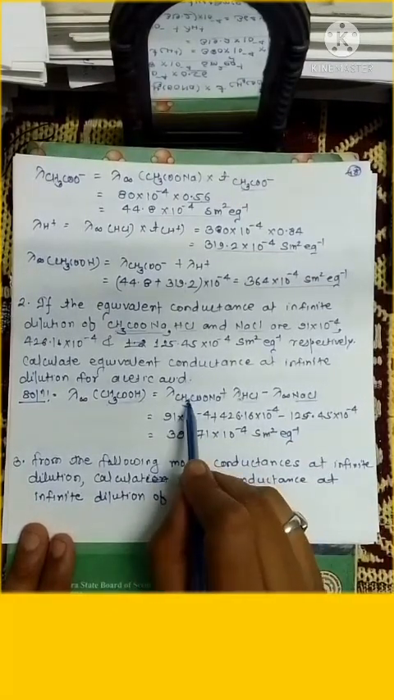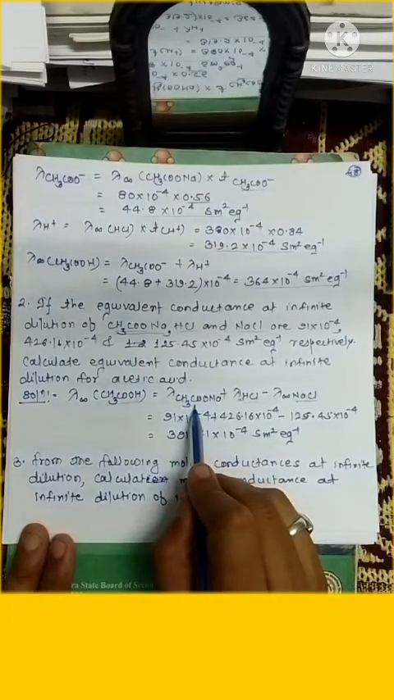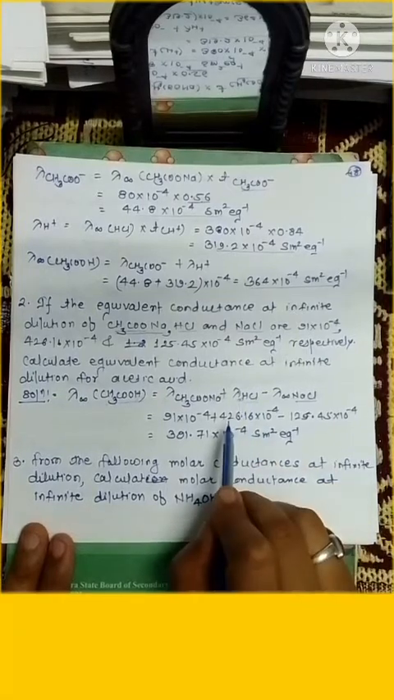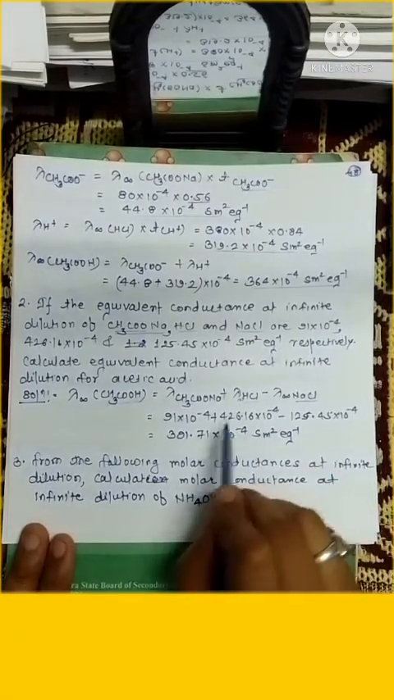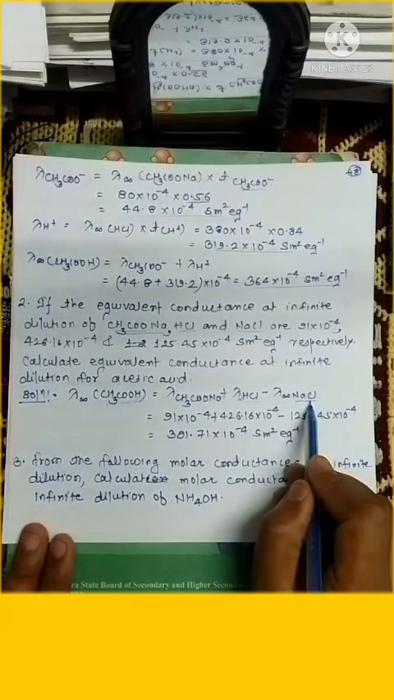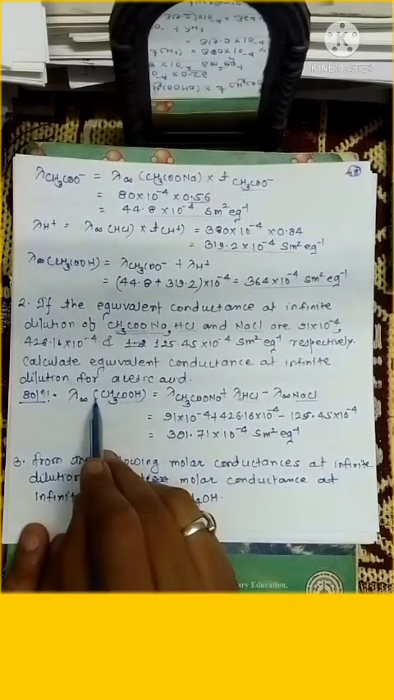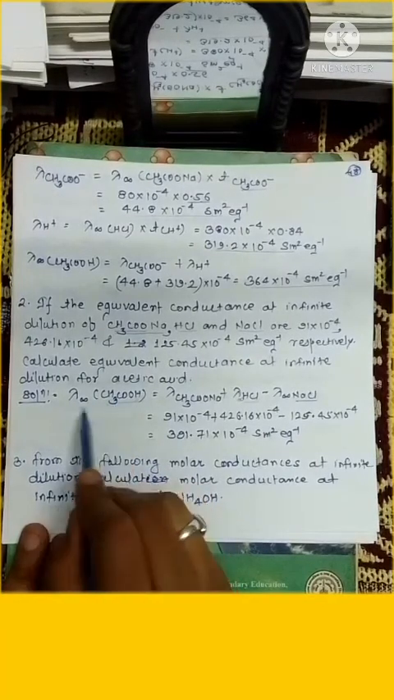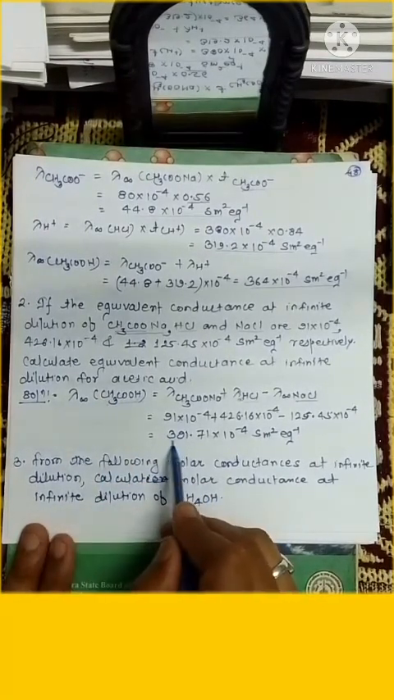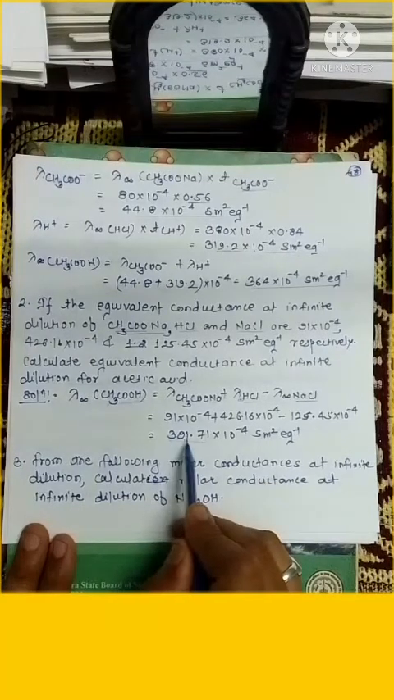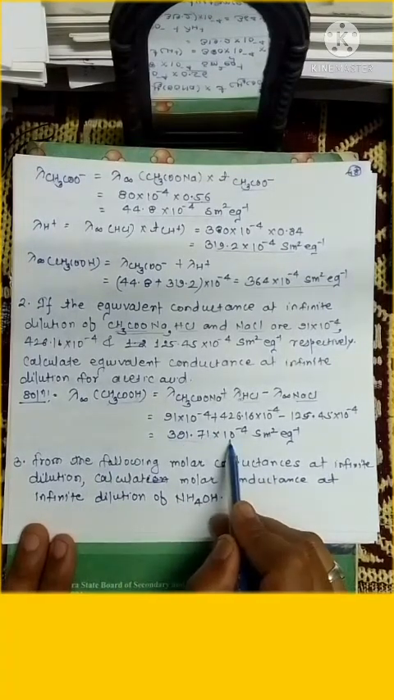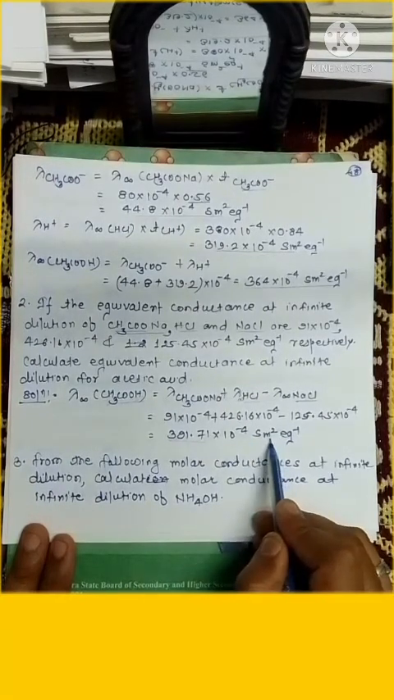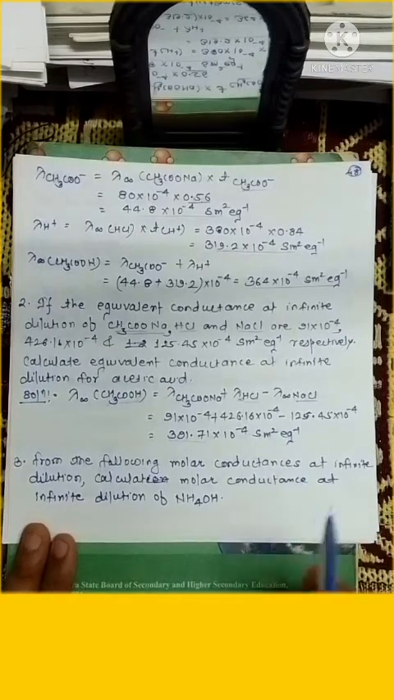Just add lambda infinity value for sodium acetate and lambda infinity value of HCl and subtract lambda infinity value of NaCl from it. So we directly come up with the equivalent conductance for acetic acid at infinite dilution, that is 391.71 multiplied by 10 raised to the power minus 4 Siemens meter square per equivalent.